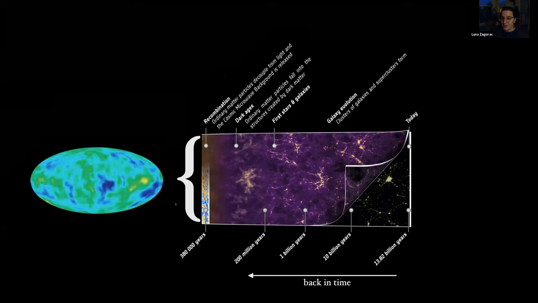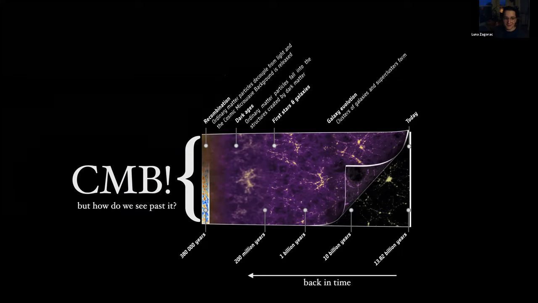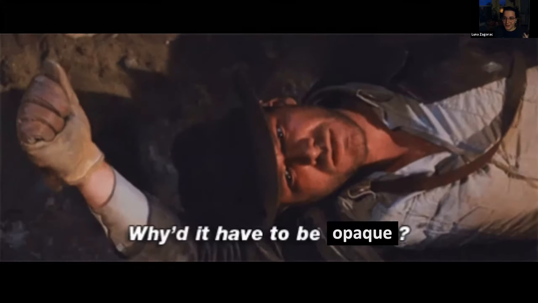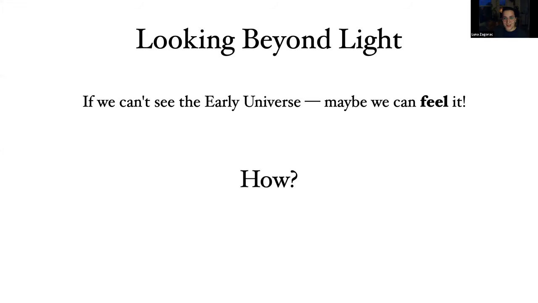But if you're like me, and if you're interested maybe in the first second after the Big Bang, that's not so cool because you can't see past that. And I really, really want to see what's past that. So how do we see past the CMB? We can't. It's opaque, right? But maybe we can think of a different way to probe the universe. Maybe we have to think beyond light, right? So what if we can't see the early universe, but we can feel the early universe?